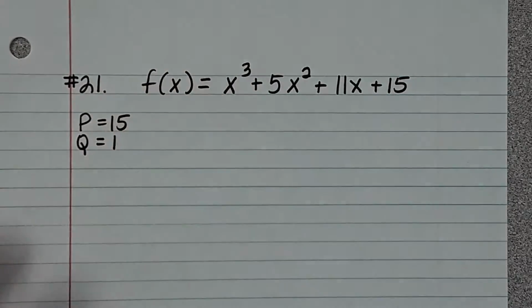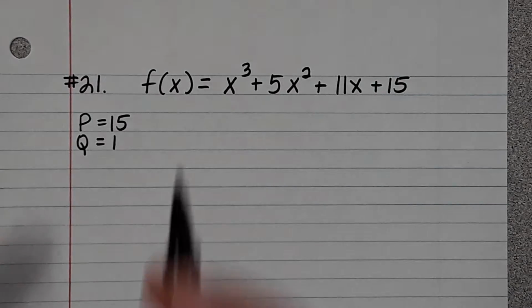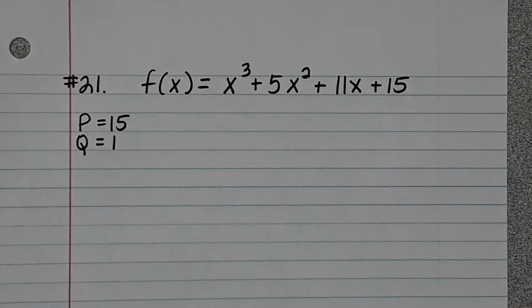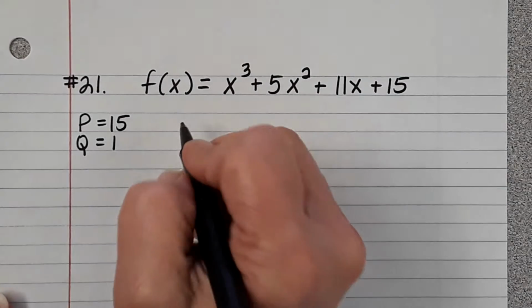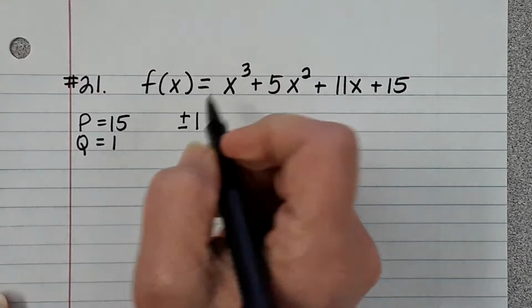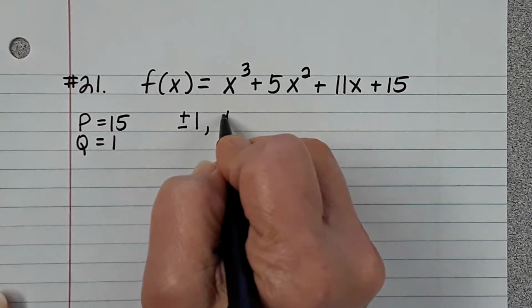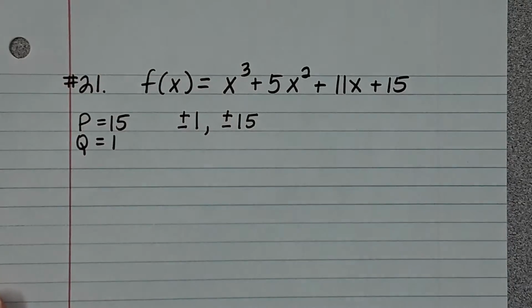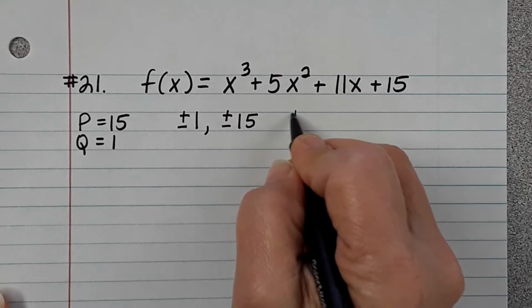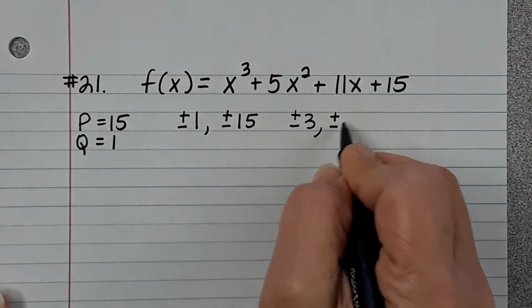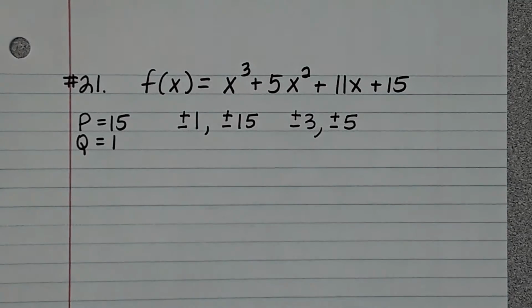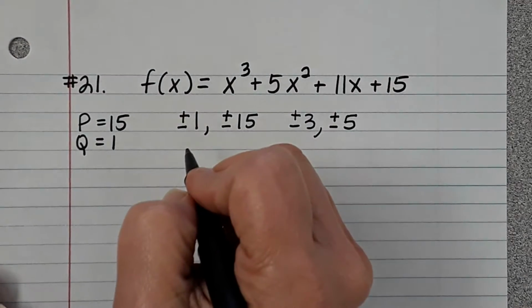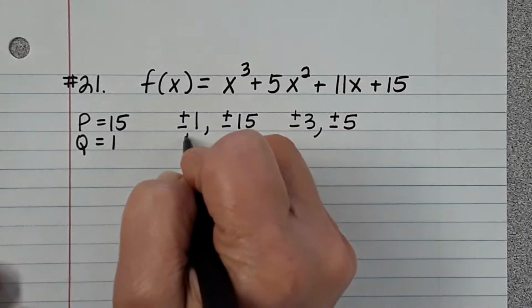So now our job is to list the factors of 15 and list the factors of 1. So give me 2 factors of 15. Okay, so 1 and 15, how do I write them though? Plus minus 1, positive or negative 1, positive, negative 15. Now what was the other one? 3 and 5. How do you say it? Positive, negative 3, positive, negative 5. Are there any more factors of 15? Okay. What are the factors of q? Plus and minus 1.